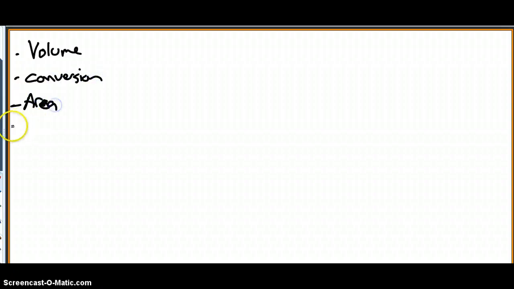Alrighty, here's how I would go about solving Farmer Brown and the drought, and this is exactly how I would work tomorrow's internal. I would write down the 5 things that you know you need to be able to do for achieved: volume, conversion, area, perimeter, and then rates.